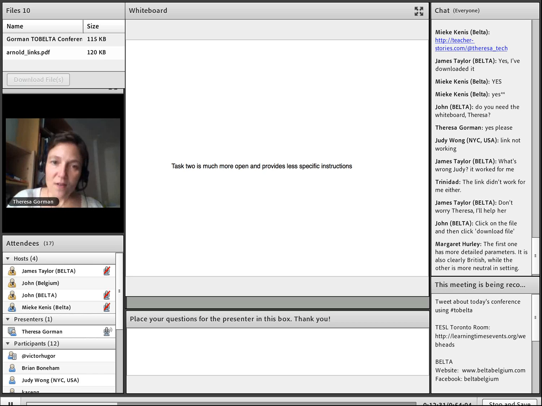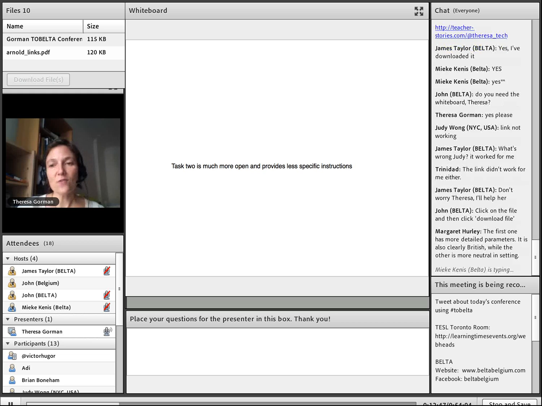Okay, so somebody said task 2 is more open, less specific instructions. Task 1, Margaret says, has more detailed parameters. Clearly British, yeah. The other is more neutral in setting.